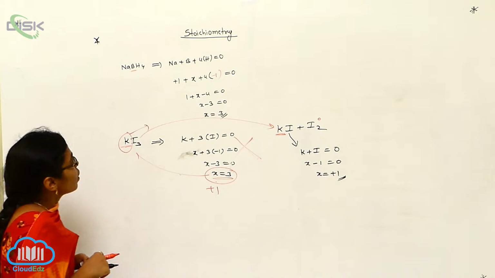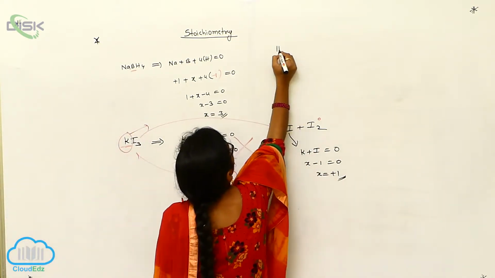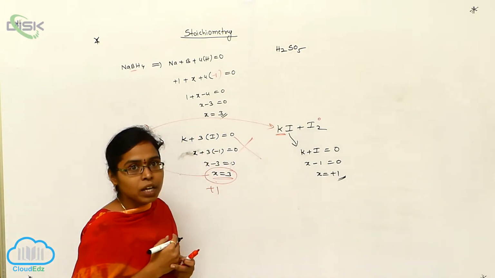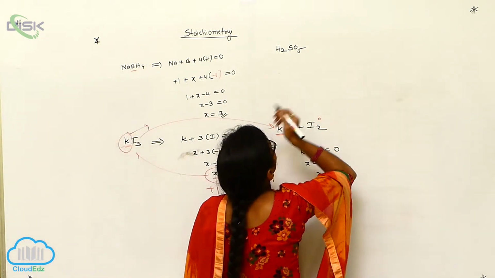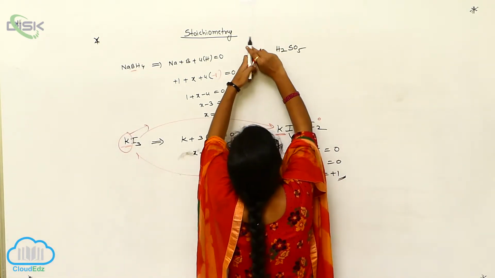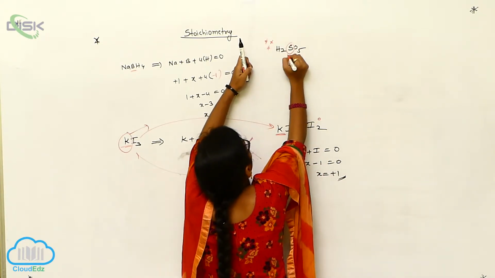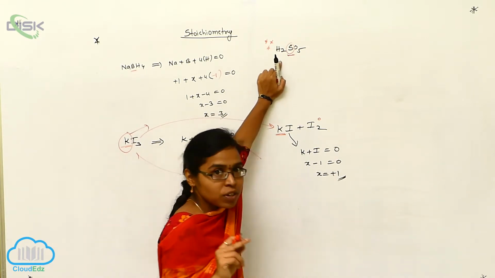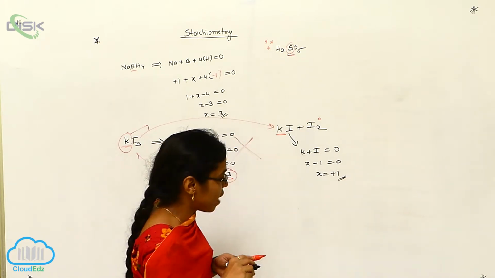Next, one more exceptional compound. It is nothing but Caro's acid. What is the formula of Caro's acid? H2SO5. For this one, it is an important compound. In this one, you have to calculate the oxidation number of sulfur. Before the calculation of the sulfur oxidation number in this compound, you can write the structure of that acid.